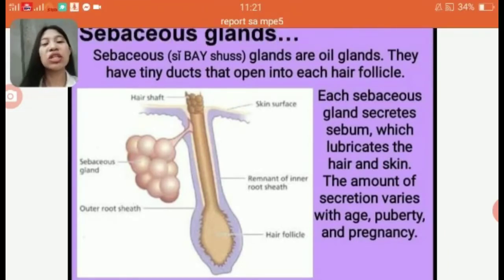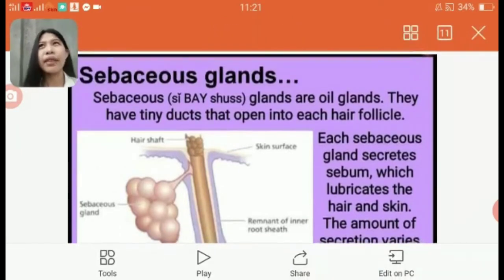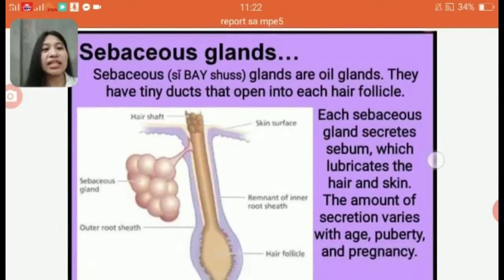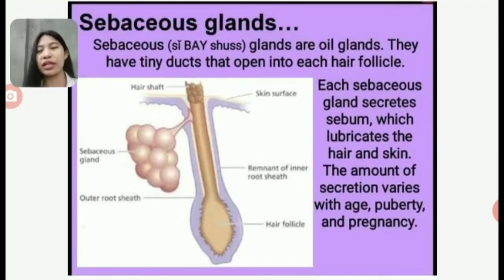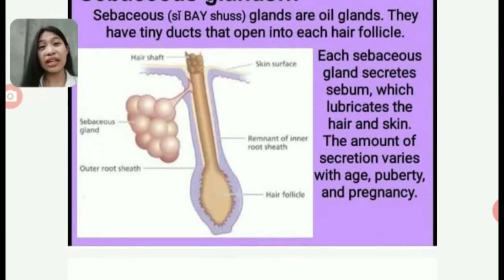Ibig sabihin, ang sebaceous glands pala, ito yung oil o yung madulas na nakikita natin sa mga buhok natin. Napapansin nyo yung kapag kumuha kayo ng buhok or yung pinakadulo ng buhok nyo, may puti doon, di ba? Yung parang mararamdaman nyo na basa. Ito yung sebaceous glands na yon. Sabi din dito, the amount of secretion varies with age, puberty, and pregnancy. Mas dumadami pala ang sebaceous glands kapag mas lumalaki at mas tumatanda na tayo at kapag buntis ang isang babae.